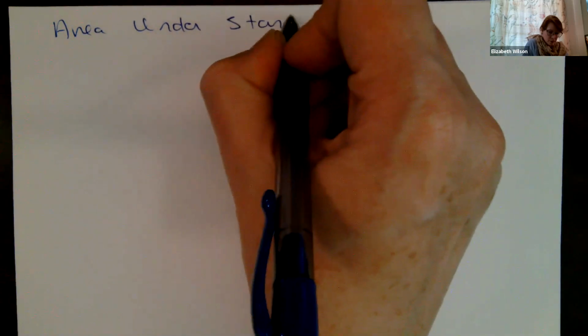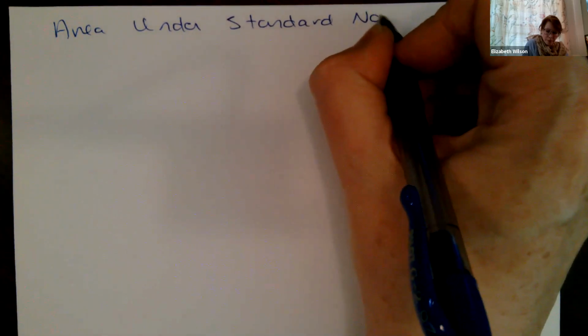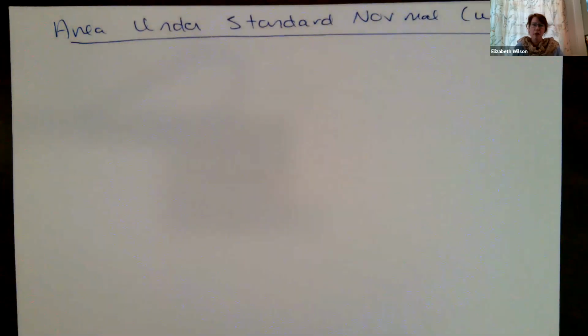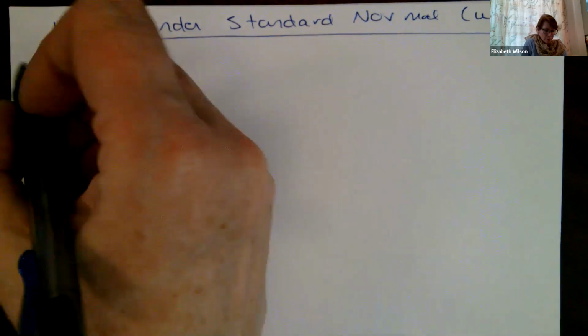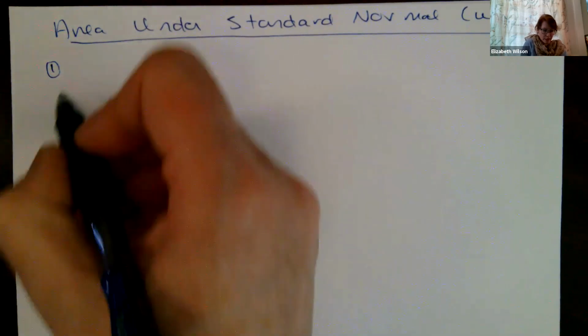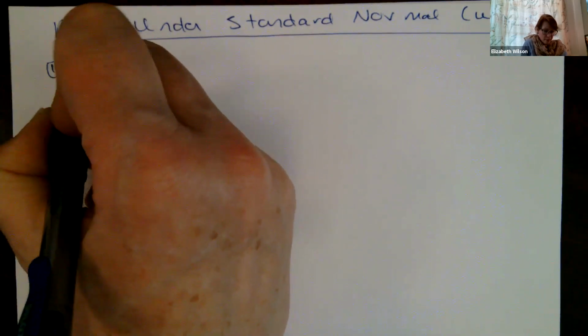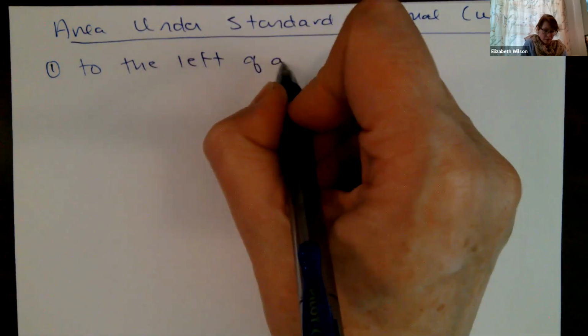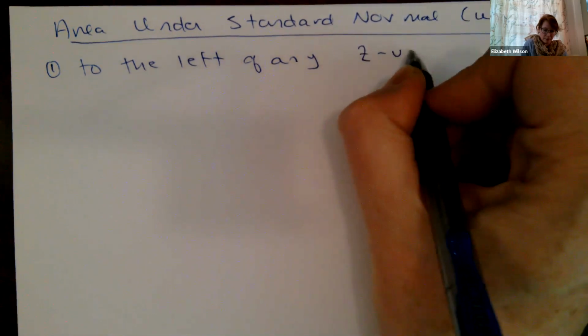Okay, so let's start thinking about how we're going to read these tables. So we've got the standard normal curve. So let's think about it. I've got an area under the standard normal curve. Okay, so our z table. Okay, so first off, we're going to take a look at what's the area to the left of any z value.